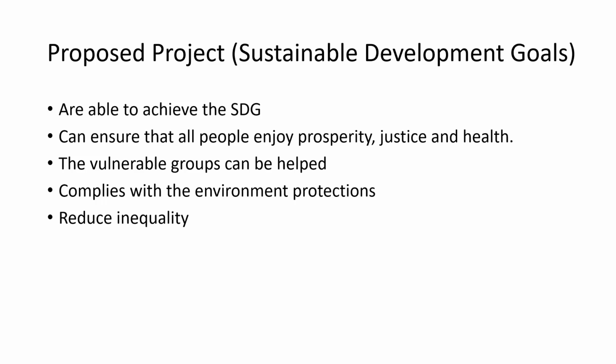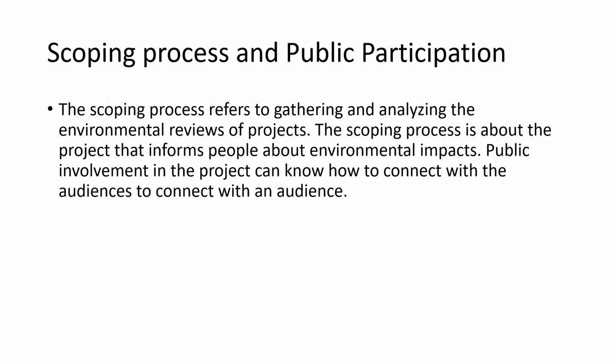This project has many perspectives related to the EIS. Firstly, this project complies with environmental protections. Furthermore, it is also effective to reduce inequality as well as reduce poverty. The scoping process refers to gathering and analyzing the environmental reviews of projects. The scoping process is about the project and informs people about environmental impacts. Public involvement in the project means knowing how to connect with an audience.